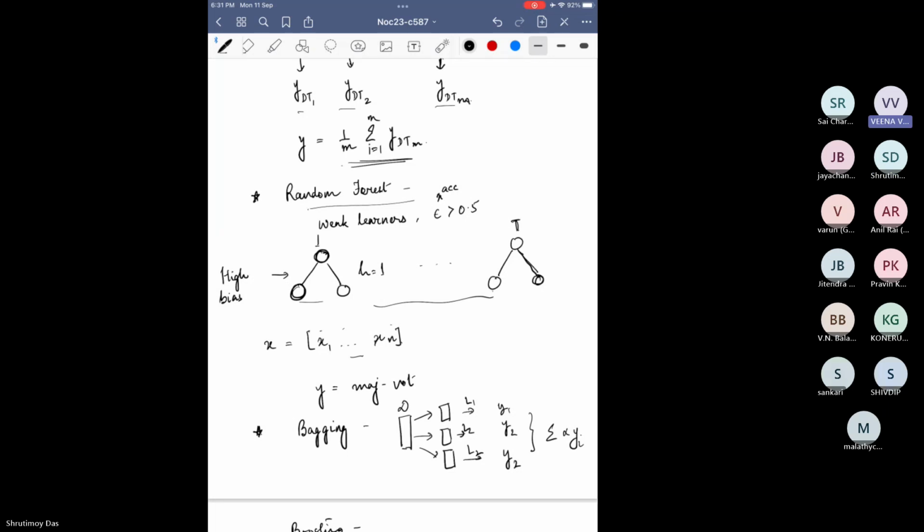Okay, sir. So the weak learner is something where the accuracy is just greater than 0.5. Such learners we take as weak learners. Yes. And we are going to combine these weak learners to reduce the bias. Yes. Each of these learners will have high bias because their accuracy is very bad. But when you combine them, your bias is reduced. Okay, sir. Got it, sir.